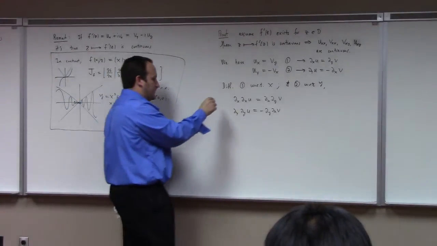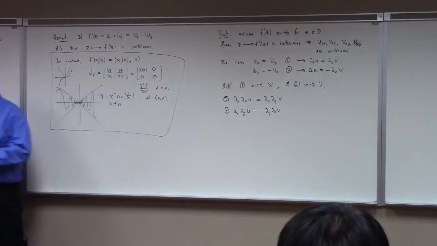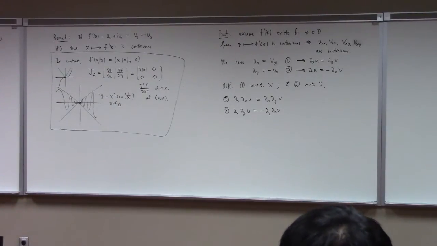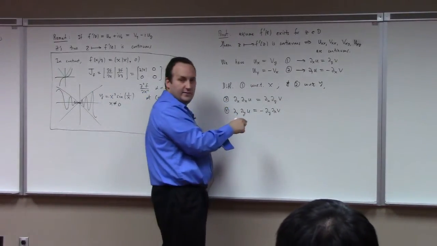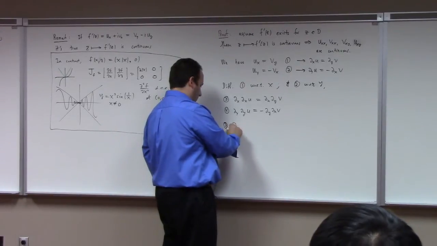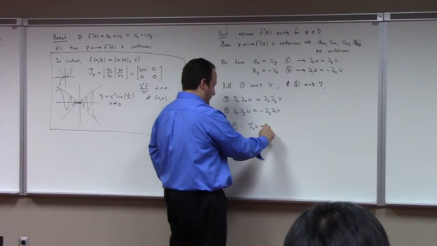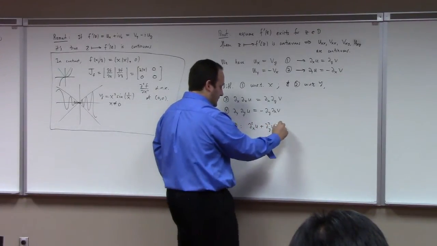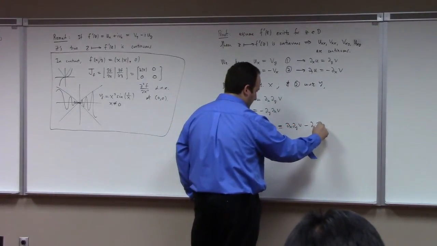So let me call this equation 3 and equation 4. You guys with me? I hope. Then what? So if I add equation 3 and equation 4, what do I get? It gives me partial squared x u plus partial y squared u is equal to partial x partial y v minus partial y partial x v, right?